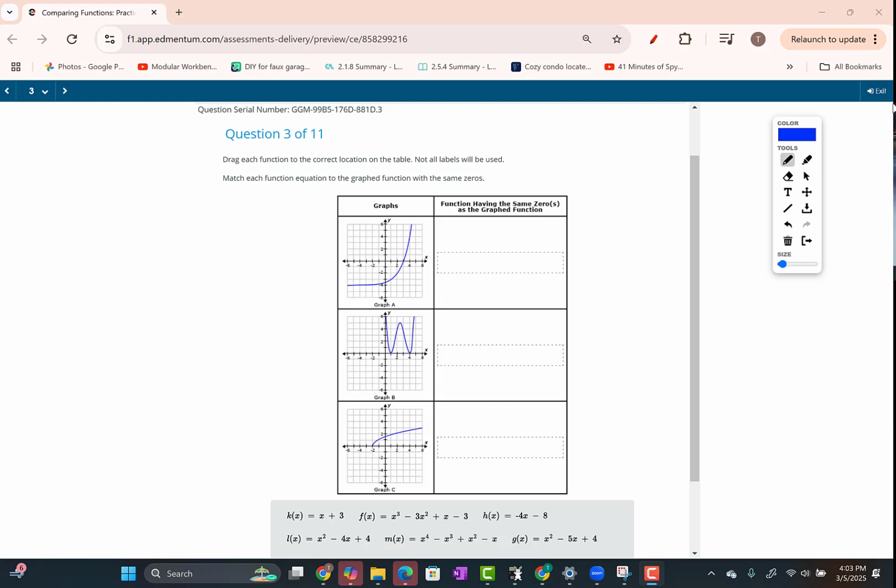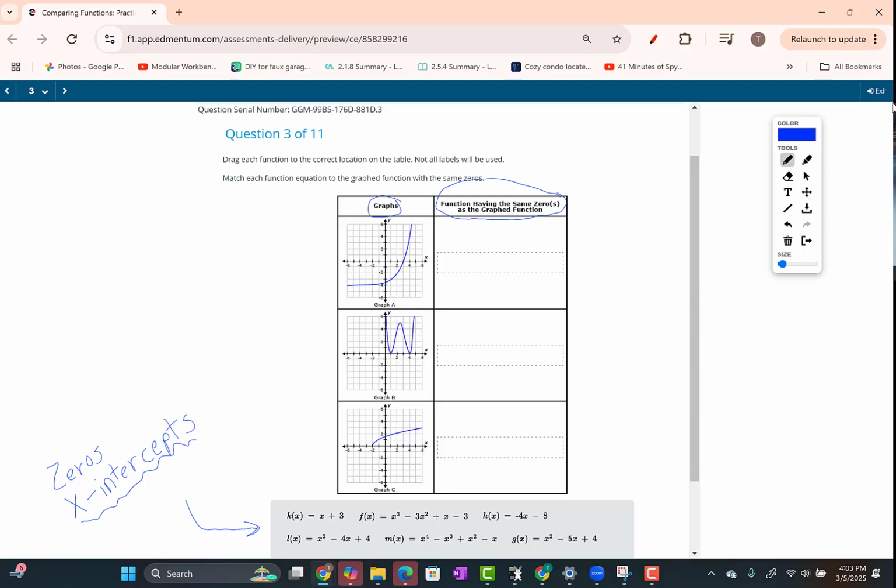Match each function equation to the graphed function with the same zeros. So for this initial graph, we're trying to match a function having the same zeros as the graphed function. That means we need to know the zeros, another word for solutions. But in this case, they're also another name for x-intercepts, and that might be the most helpful definition to remind us what we're looking for.